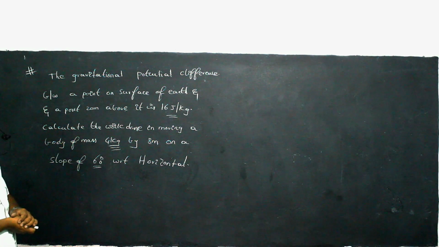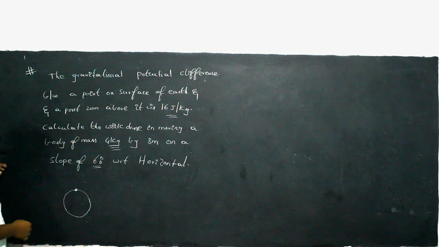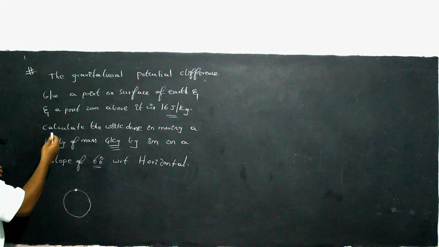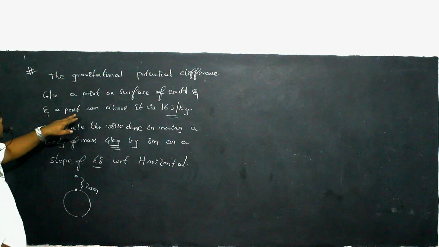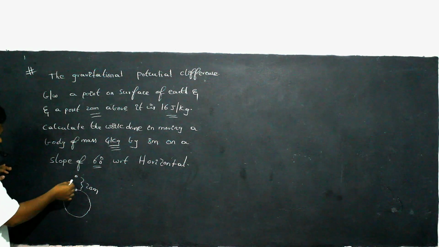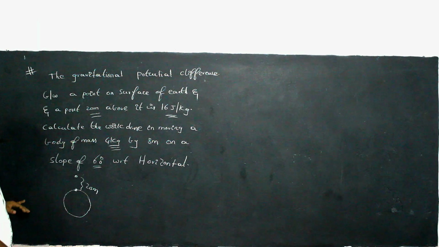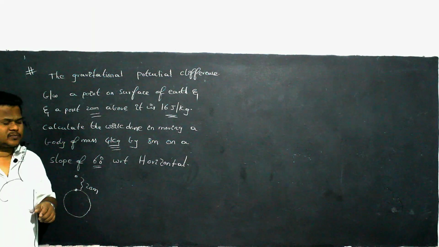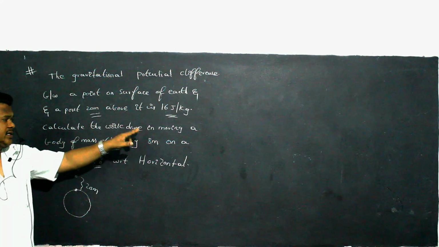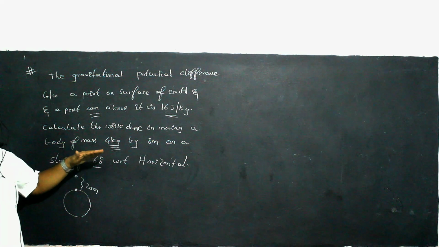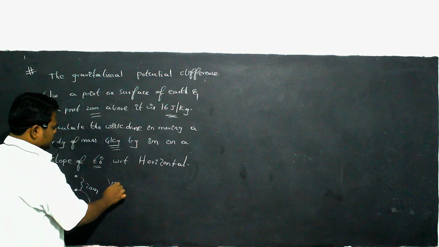What is the meaning of this question? So this is the surface of Earth. Clear? This is one point. And there is one more point which is at a height of 20 meters. So the potential difference between these 2 points is this much, 16 joules per kg. Then I want to move a mass of 4 kg by 8 meters distance on a line which has a slope of 60 degrees with respect to horizontal. Then what is the work done?